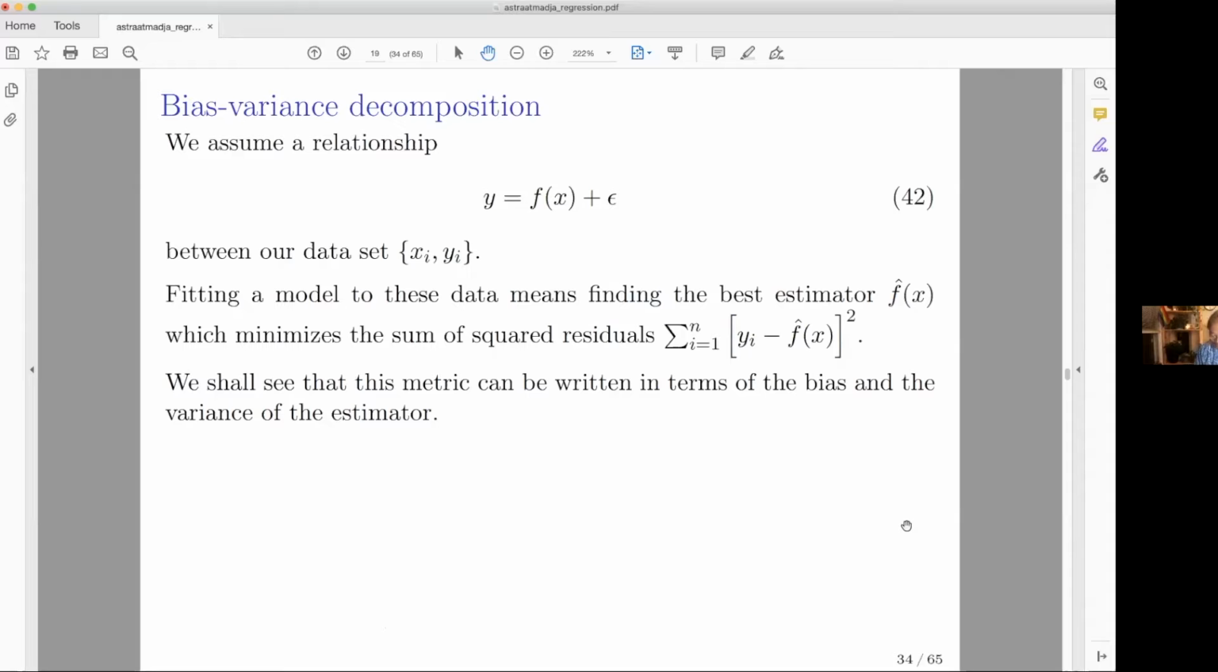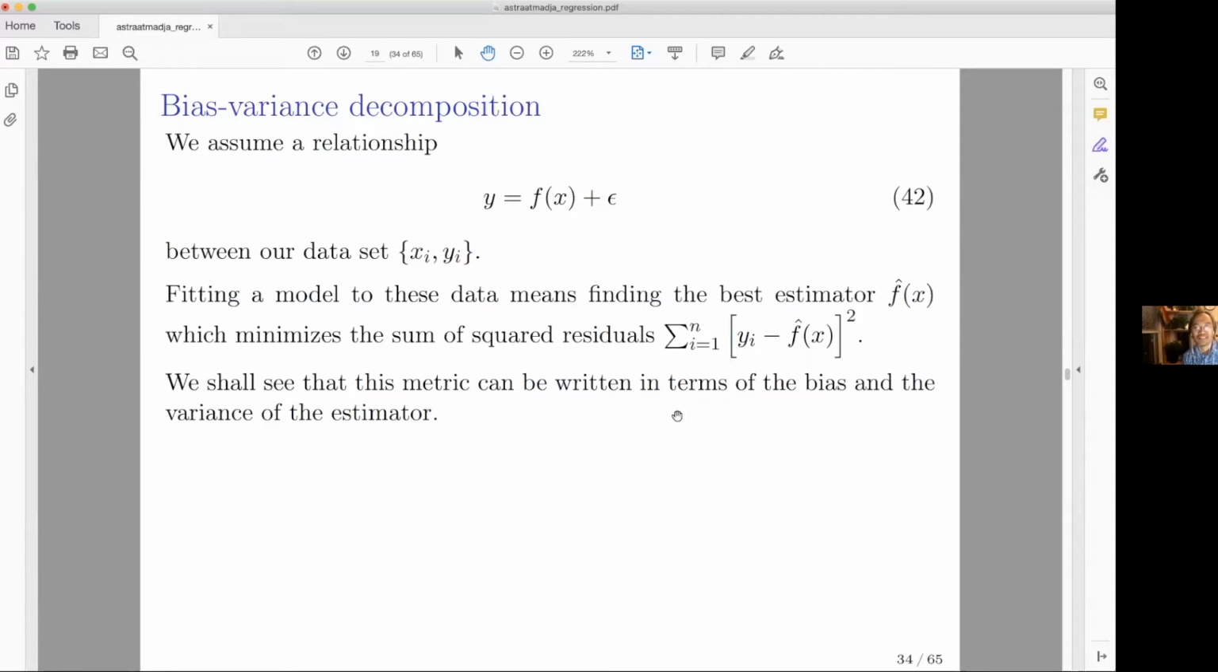Right. So now let's talk about the meaning of the residuals that we try to minimize. We have seen this before. We assume there is a relationship between our data and a model, but then it's added by the noise. When we're doing fitting, we actually want to find the best function. That's why I give a hat here, that minimizes the sum of squared residuals.